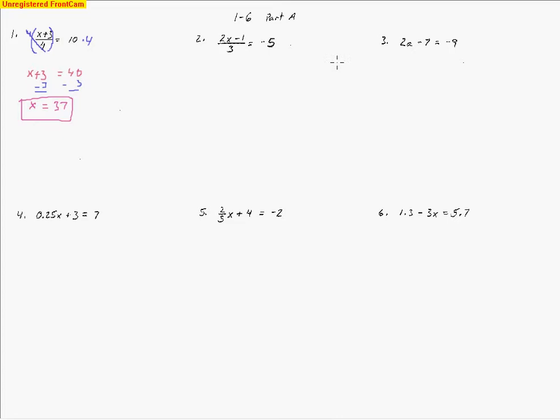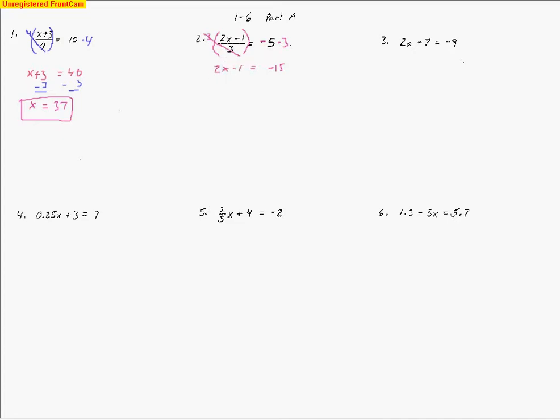Looking at our next problem, it looks very similar to that. I'm going to undo this division of 3 because the 2x minus 1 is all being divided by 3. So in order to get to that x, I need to undo this division first. In this case, this looks like a negative 15, so we're going to call this one negative 15 equals 2x minus 1.